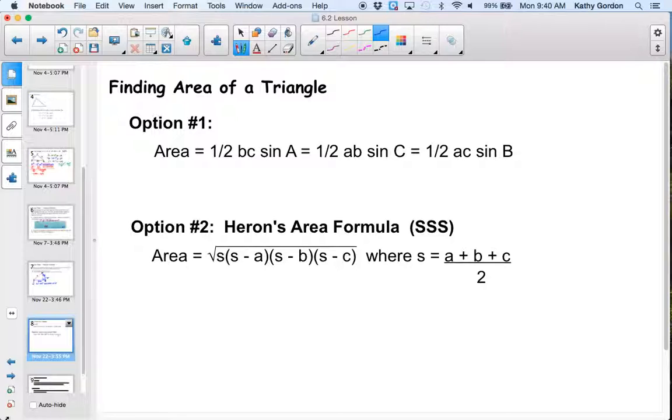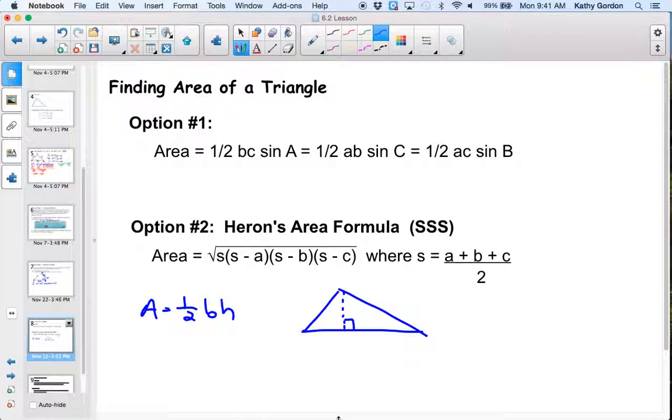Right? Normally, we know that area of a triangle is equal to 1/2 base times height. But we also know that in any given triangle, our height has to be something that is from one vertex perpendicular to the opposite side. Well, sometimes you don't get that information. So you don't know what the height of your triangle is. So these are two other options of how you can figure out area when you don't know height.